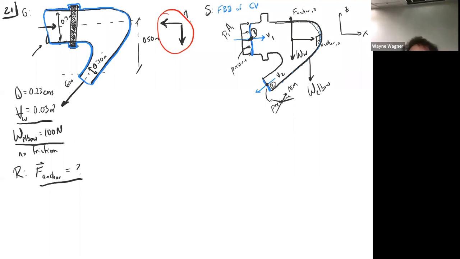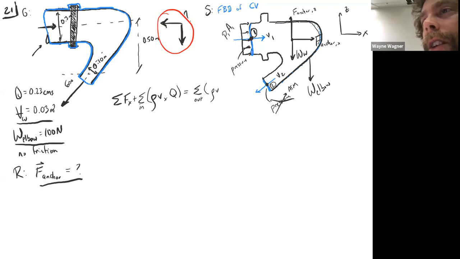Okay. So let's go ahead and look at our momentum equation. I'm going to do it in the X direction first. Sum of the forces in the X direction, plus rho VXQ. Okay. Summation. These are the ins, equals sum of the outs of rho VXQ. Remember Q doesn't have a sign. Rho does not have a sign. VX does have a sign. And of course, this is why I love this sort of problem, because it's got signs in it.